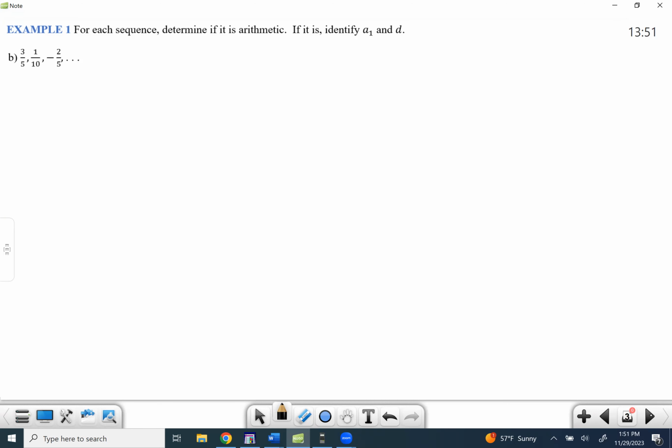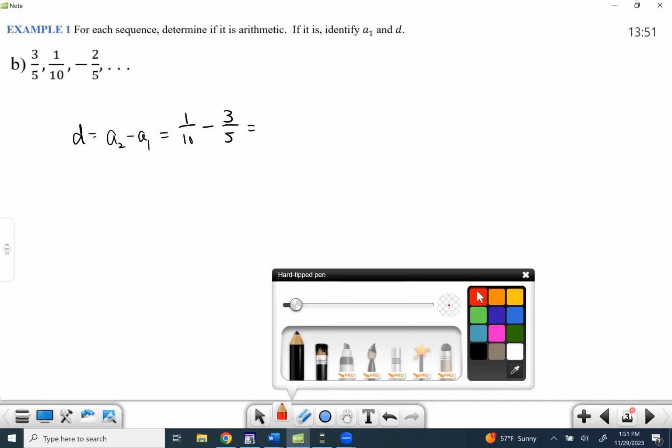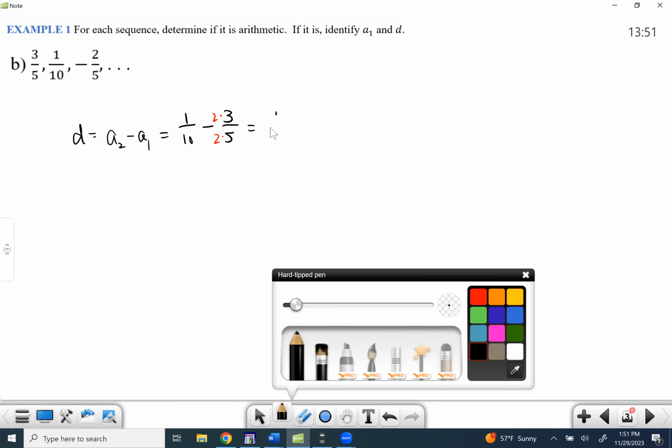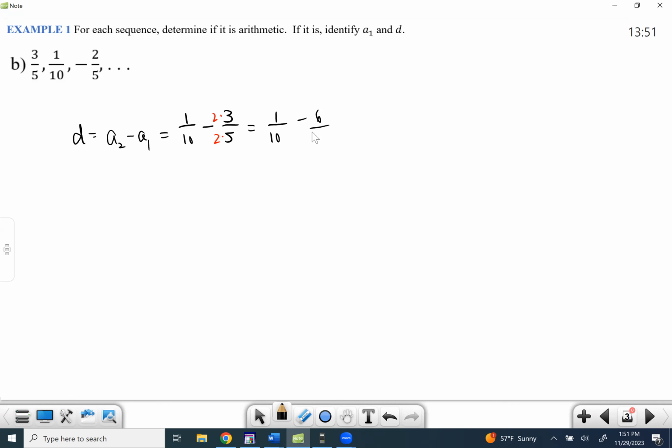All right, let's look at this next example. We do have to make sure that we're adding the same thing every time. Now it's really hard to see what we're adding in this one. But remember, we do have a way to find the common difference. It can be found by taking the second term minus the first term. So if we take 1/10 minus 3/5, that should do it for us. We are going to have to multiply by 2 to get the common denominator. So we've got 1/10 take away 6/10, which will get us -5/10, or in other words, -1/2.